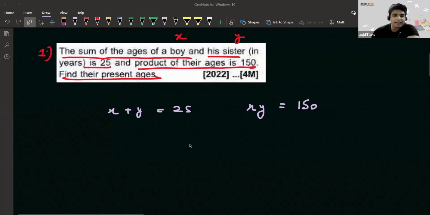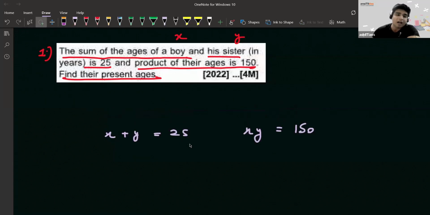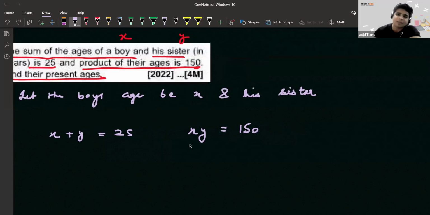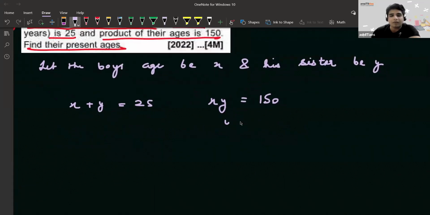So we have, let the boy's age be X, everyone. In CBSE, you have to write your assumption. So let the boy's age be X and his sister's age be Y. Please look at the screen, everyone. If you have not been able to solve it till now, no worries. So X plus Y is equal to 25 and XY is equal to 150, everyone. So this gives me Y is equal to 150 upon X, right? I've transposed X to the other side.